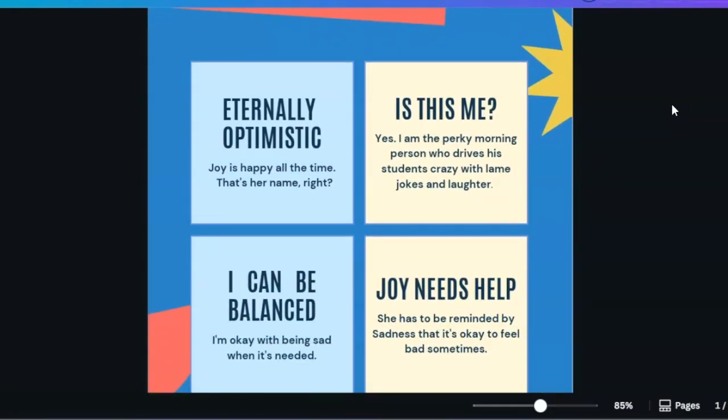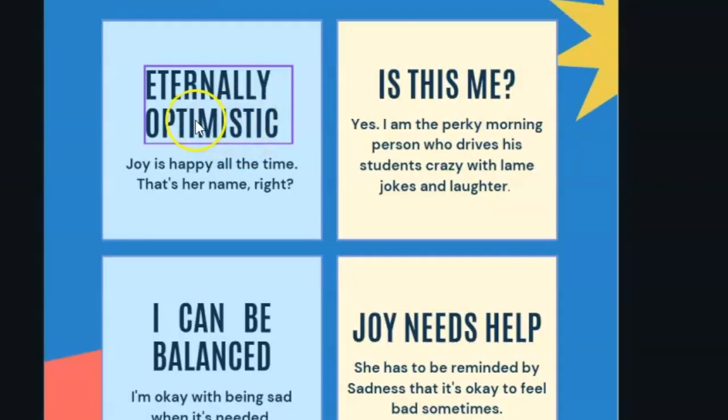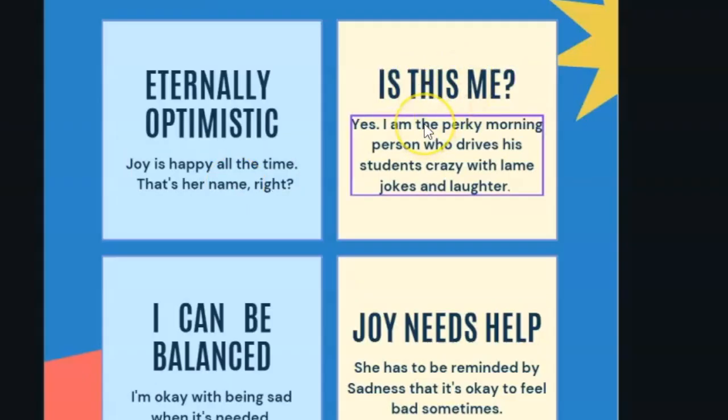So we want to talk about things being balanced, which we already have. I want to specifically show you what that means. If it's on one side, you want it on the other. A lot of us will have a heading, "eternally optimistic," and then underneath it we have a description of what that heading is talking about. So eternally optimistic, Joy is happy all the time. That's her name, right? Right. And then on the other side, "is this me?" Yes, I am the perky morning person who drives his students crazy with lame jokes and laughter.